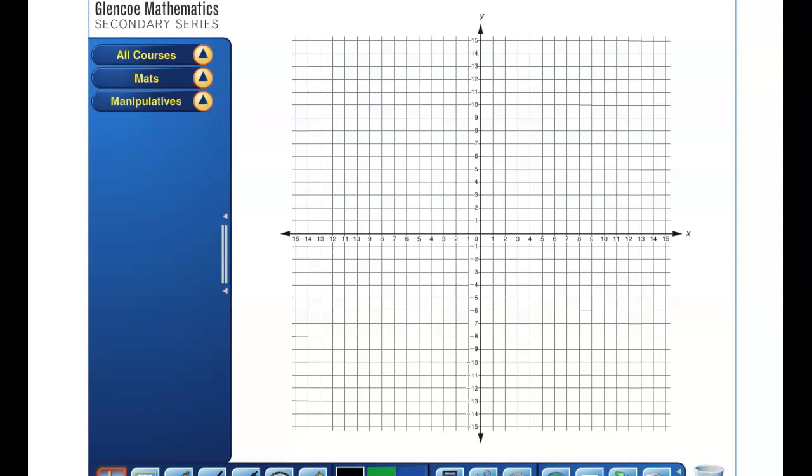Is y by itself already on all of the lines? Look at your equation. Is y always by itself already? Yes. So do you have to do anything to the equation to get y by itself? No. Okay, so you can just leave it the way it is and graph it.